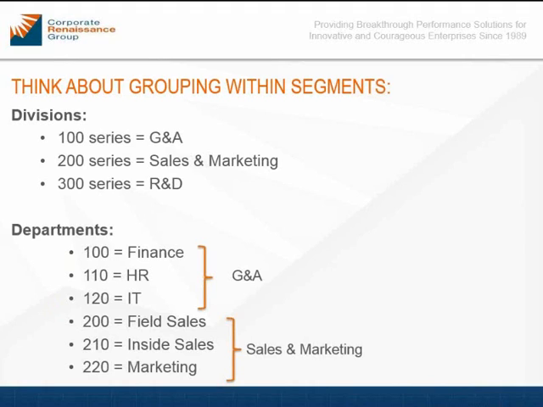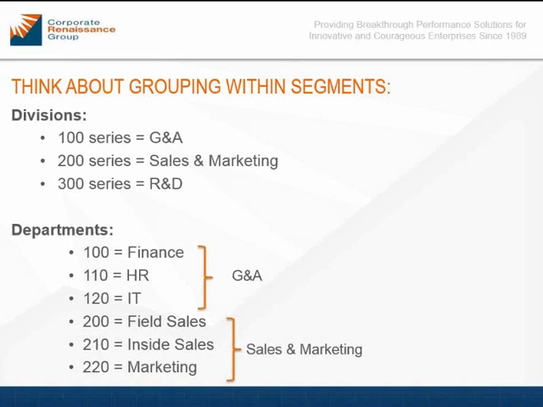Because when we do our P&L for statutory financial reporting, that's how we group stuff. We just show expenses as G&A, sales and marketing, R&D. We might think about embedding departments within divisions. Instead of creating another segment for departments, let's interpret one segment as meaning two things.